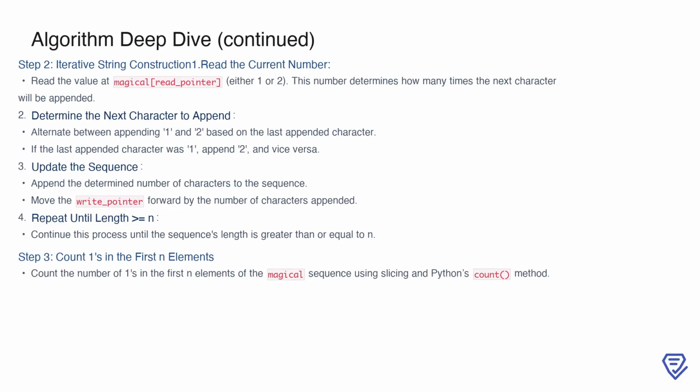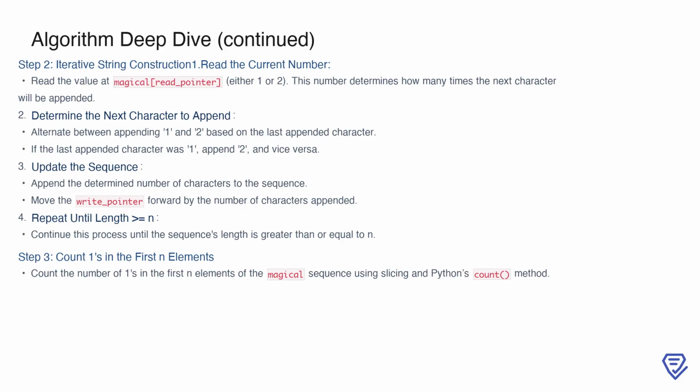Once initialized, the sequence is built iteratively. First, we use the read pointer to read the current number in the sequence, which will be either 1 or 2. This number tells us how many times the next character should be appended. The next character alternates between 1 and 2, depending on the last appended value. For instance, if the last added character was a 1, we append 2 next, and vice versa. After determining the character, we append it the required number of times and move the right pointer forward accordingly. This process repeats until the sequence's length meets or exceeds n.